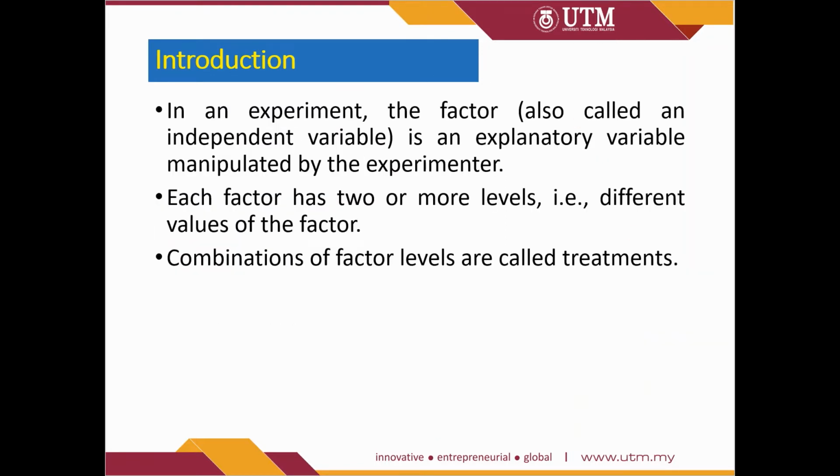In an experiment, the factor, which we also call the independent variable, is an explanatory variable manipulated by the experimenter. Each factor has 2 or more levels, which are different values of the factor, and the combinations of factor levels are called treatments. So these are the definitions in ANOVA.